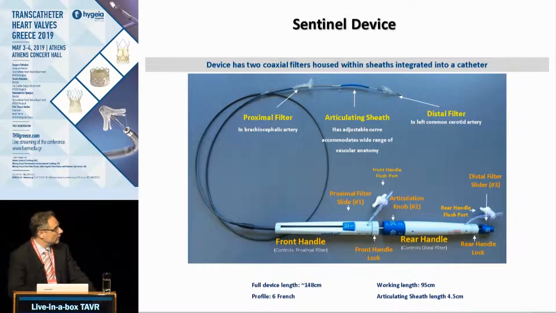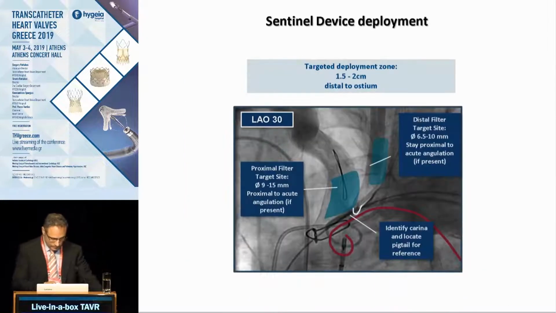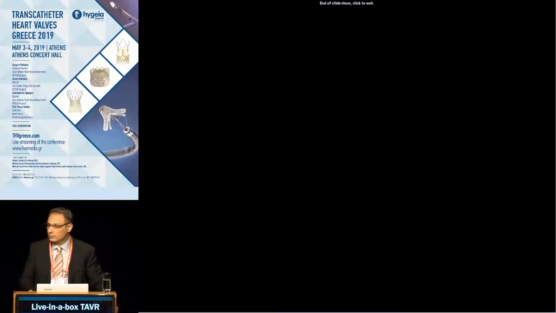We have the front handle, which controls the proximal filter. We have the rear handle, which controls and stabilizes the distal filter. In between them, we have the articulating knob. And here is the image of how these filters are going to be located. The target zone must be approximately 1.5 to 2 centimeters distal from the ostium. And with that, we can proceed with a video of the case.